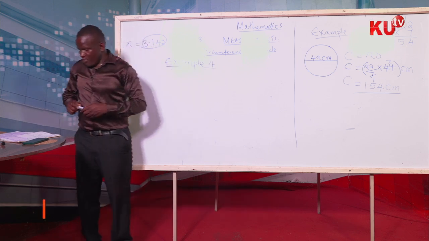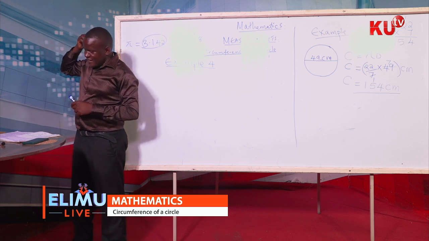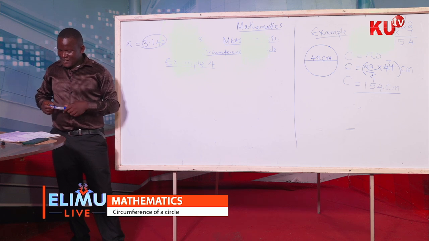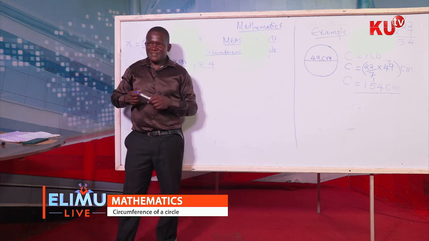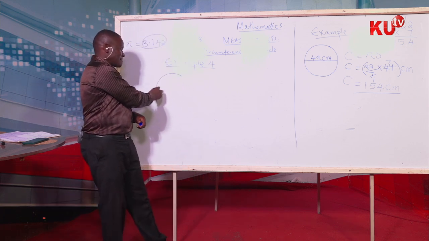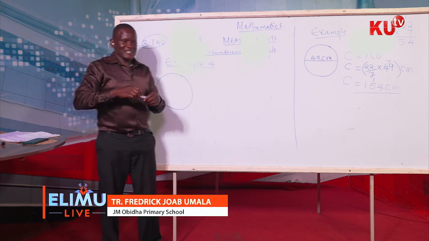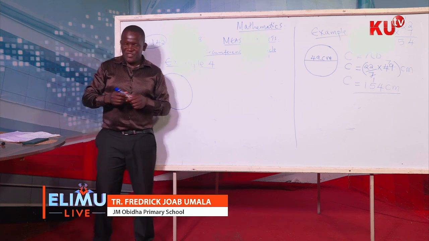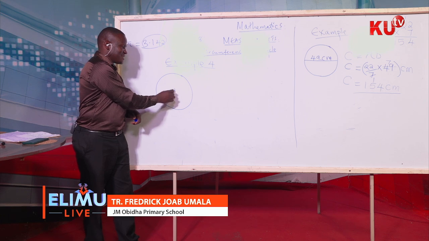In our example 4, we have the length of the minute hand. The length of the minute hand of a wall clock is 7.7 centimeters. So we have a wall clock. Let me draw it. Our wall clocks are always circular in shape. So we have the minute hand. Let me just draw the minute hand.